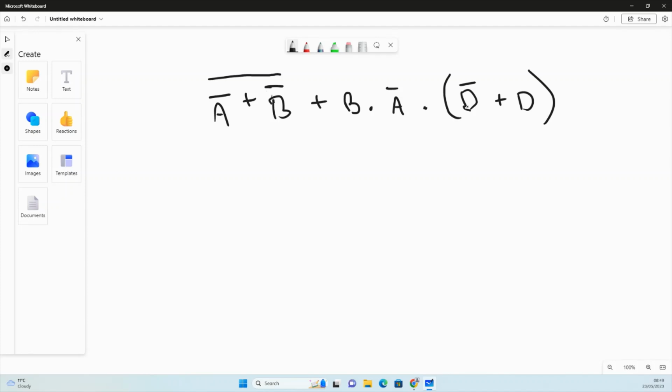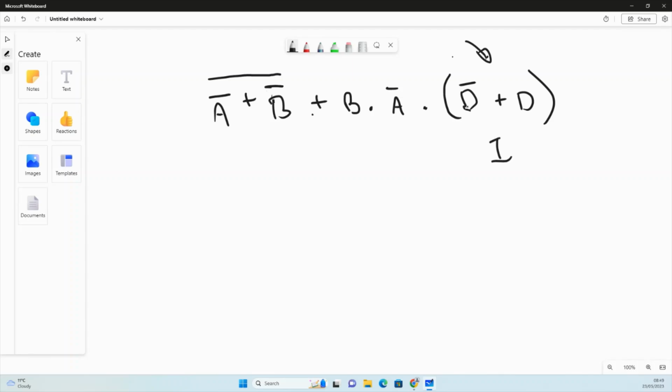not A or not B, which are both NOTted, and then OR B and not A, and then we've got this bit here in brackets. So we've got our brackets bit, and it's for some reason D, not D or D. Because that's in brackets, we can attack that first, really. So not D or D is just 1.